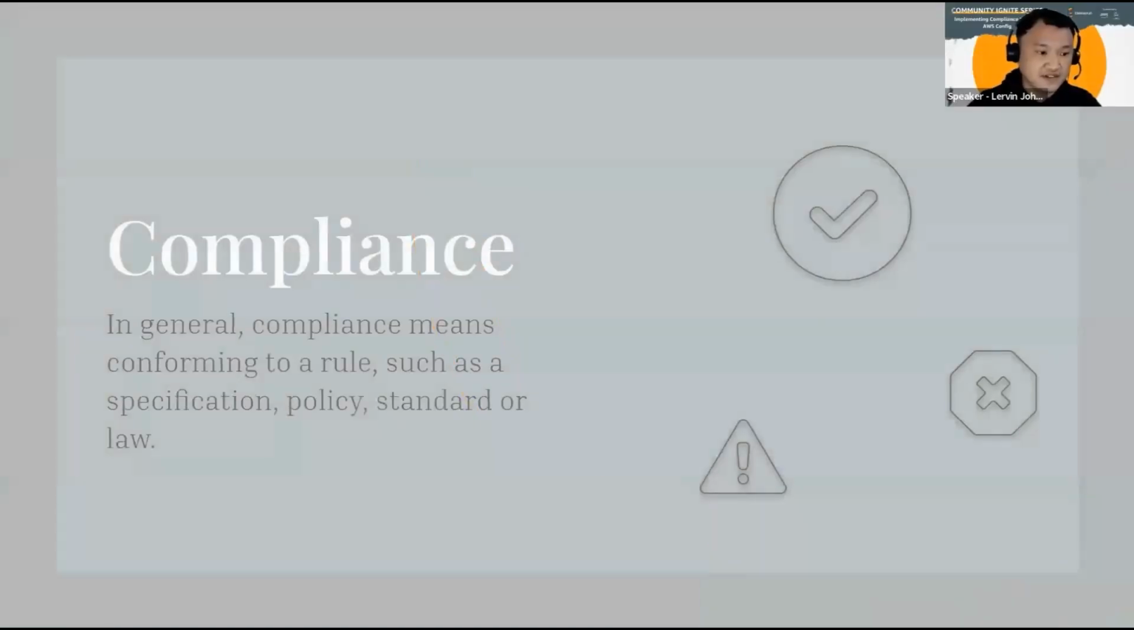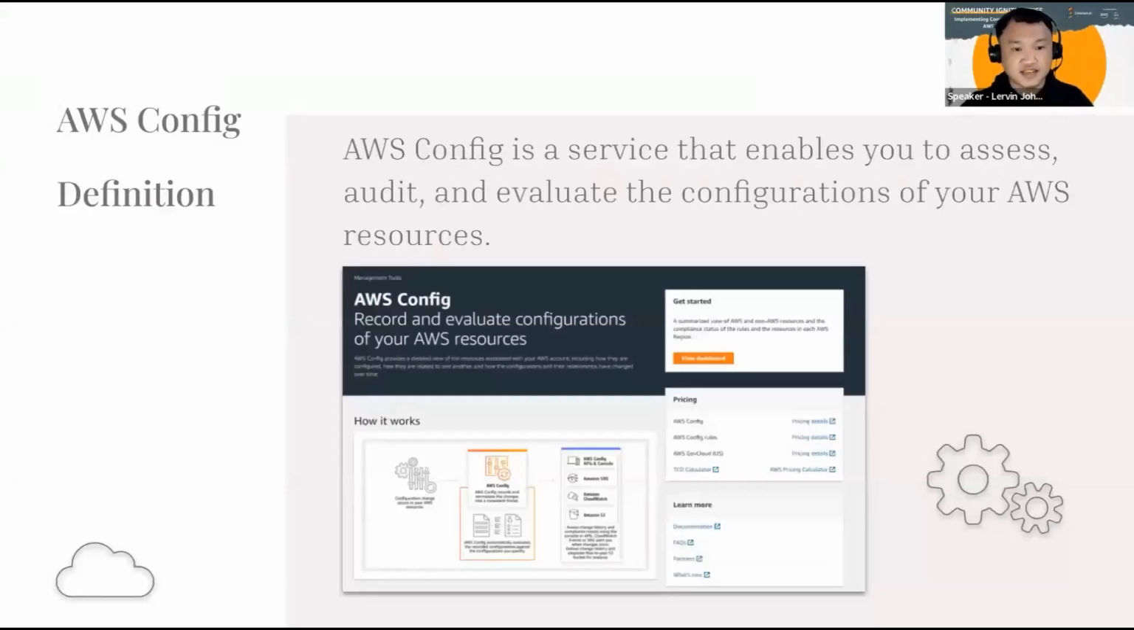So compliant, as defined, means conforming to a set of rules such as specification, policy, standard, and law. AWS Config is a service that enables you to assess, audit, and evaluate the configurations of your resources.